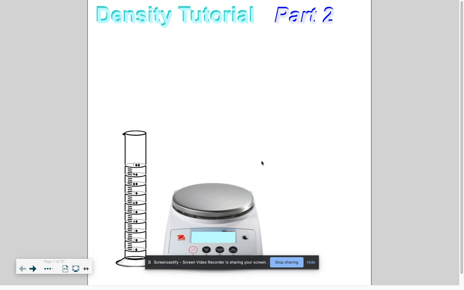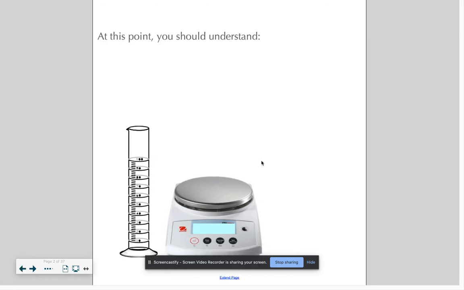Hello students, this is another tutorial on density. We're going to take it a step further and learn a new skill that you will be using in a lab that is coming up pretty soon actually. At this point, everybody should understand how to calculate the volume of a simple object known as a cube. If you don't remember how to do that, you should definitely go back and watch the first tutorial.